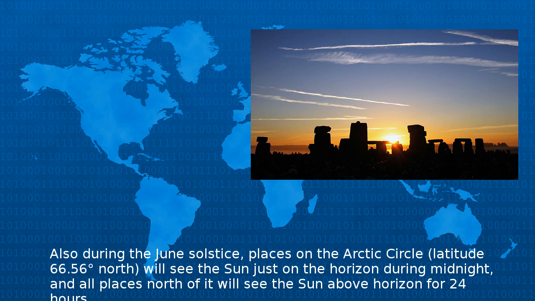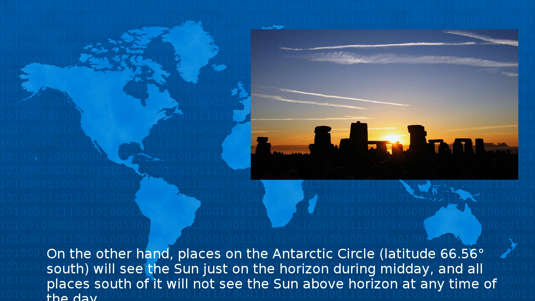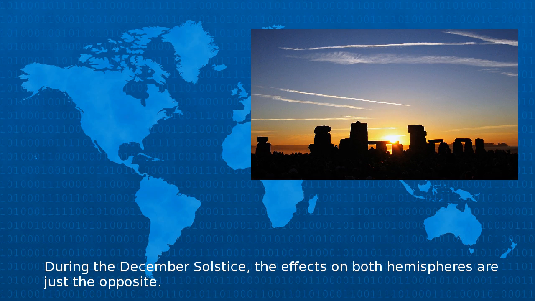Also during the June solstice, places on the Arctic Circle, latitude 66.56 degrees north, will see the sun just on the horizon during midnight, and all places north of it will see the sun above horizon for 24 hours. That is the midnight sun or midsummer night sun or polar day. On the other hand, places on the Antarctic Circle, latitude 66.56 degrees south, will see the sun just on the horizon during midday, and all places south of it will not see the sun above horizon at any time of the day. That is the polar night. During the December solstice, the effects on both hemispheres are just the opposite.